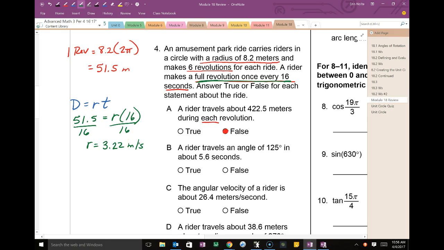Wow, that's fast. Maybe. I don't know. At angular speed, we're talking torque. Anyway, sorry.